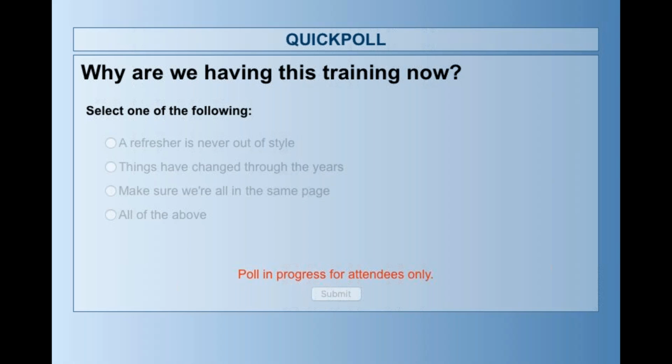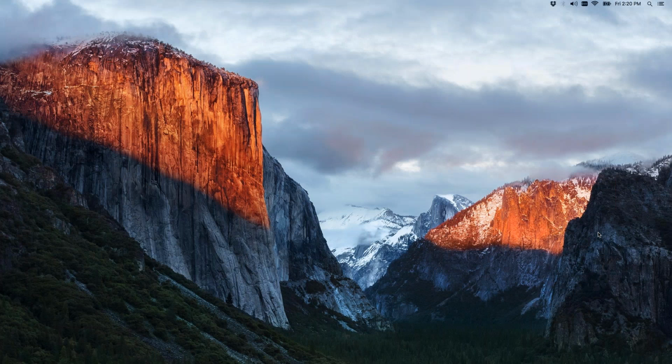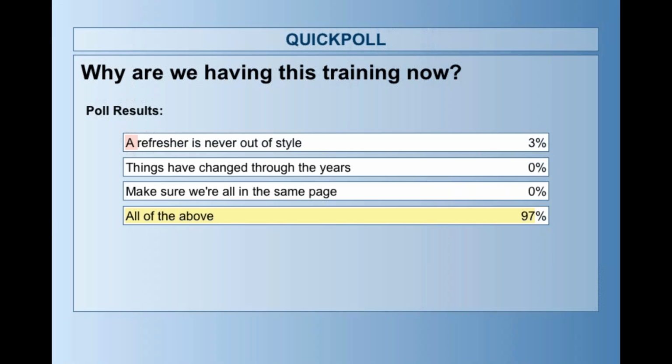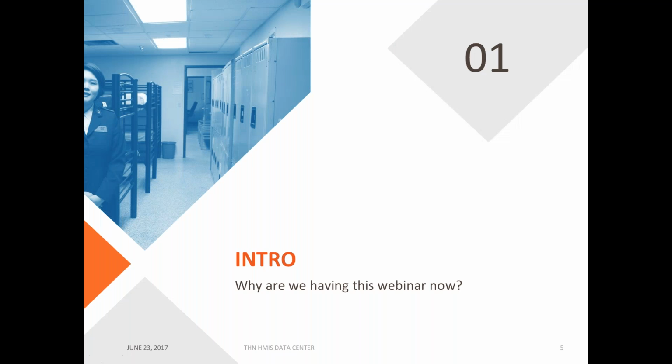A refresher is never out of style because things have changed throughout the years. We have to make sure that we are on the same page, or all of the above. Okay, let's close this poll. See where we are? All of the above. That's the correct answer. Don't feel bad, those of you that responded refresher is never out of style. I truly believe in that statement, except for this case, everything is part of why we're having this webinar.